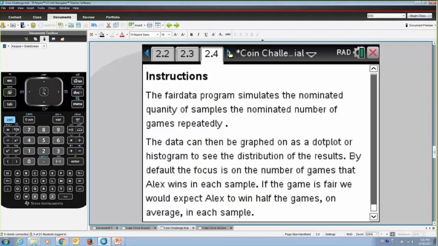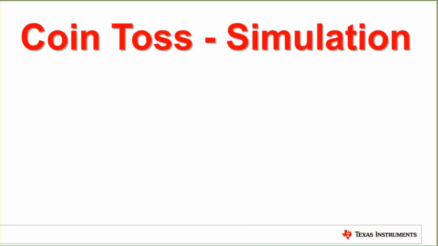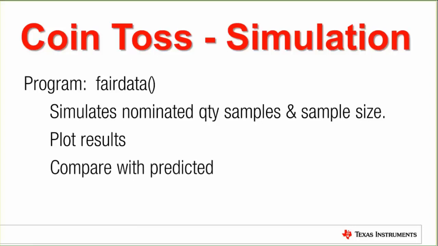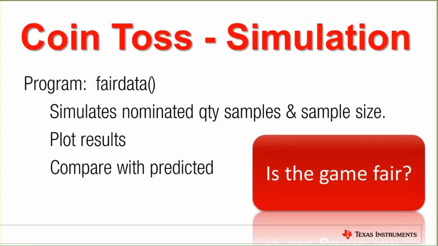So let's have a look at a slightly different variation. Let's go back to our slideshow. Still probably thinking it's reasonably fair. I introduced a third aspect to this exploration, which is fair data. We're going to generate some data, and this simulates the nominated quantity of samples and sample size. I think people might realize now that we're looking at the central limit theorem. If we take a reasonable sample size and enough samples, then we would expect it to be normally distributed, and then we can plot the results and compare with what we might predict, and ultimately determine: is the game fair?